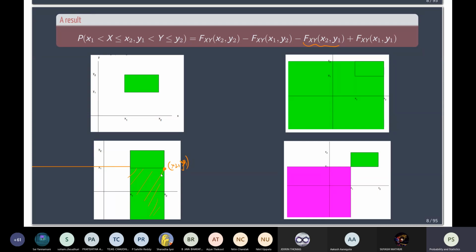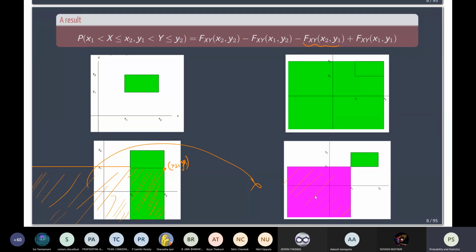So x2 y1 is this one. Our desire was to just remove this, but since x2 y1 also includes the whole left and all the below region, this was deleted unnecessarily. Okay, already deleted and again deleted. So this we put back. We put it back in this pink region that you think of.